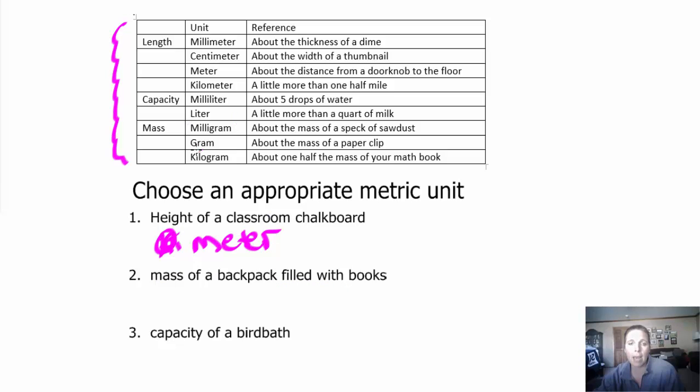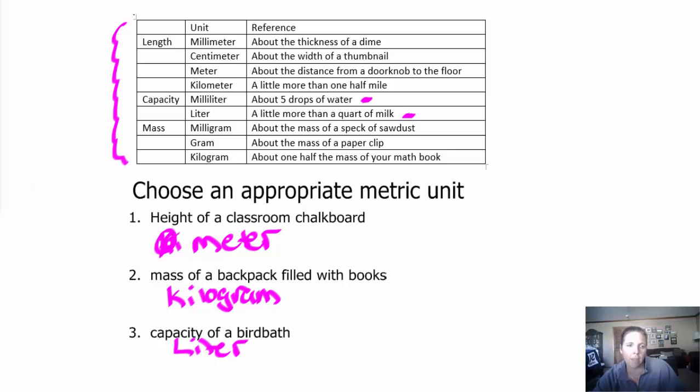Mass of a backpack filled with books. Okay, so we're using mass or weight. Well, about half the mass of your math book is kilo. Okay, so kilogram is what you would do. Again, you can use any of these, but kilogram would make the most sense. It would be the easiest to use. Okay, the capacity of a bird bath. So a bird bath, would it make more sense to use something that has 5 drops of water or something that's more like a quart of milk? Okay, you're probably going to use a liter on that. So that can kind of give you an idea of what the metric system, what you use it for.